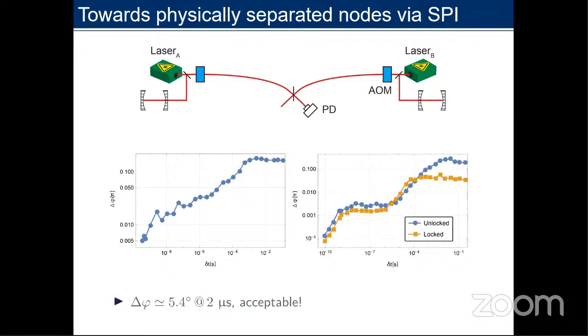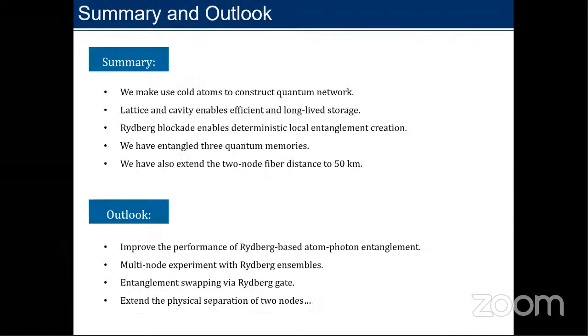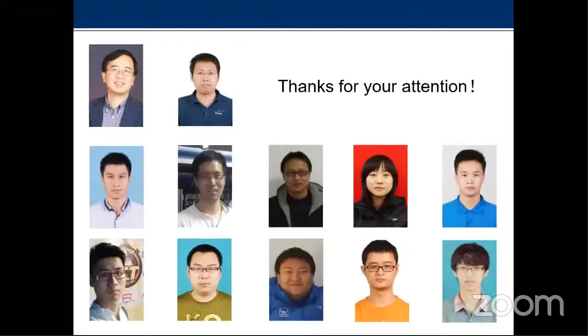Moment in terms of retrieval efficiency, lifetime, and entanglement generation efficiency for our Rydberg blockade. We have also realized a 3-node quantum network and extended the distance of 2-node experiments up to 50 kilometers in fiber. In the near future, we will improve the performance of our Rydberg-based atom-photon entanglement and perform multi-node experiments with Rydberg ensembles. Besides, we also plan to implement entanglement swapping via Rydberg gates and extend the physical separation of the 2-node experiments.